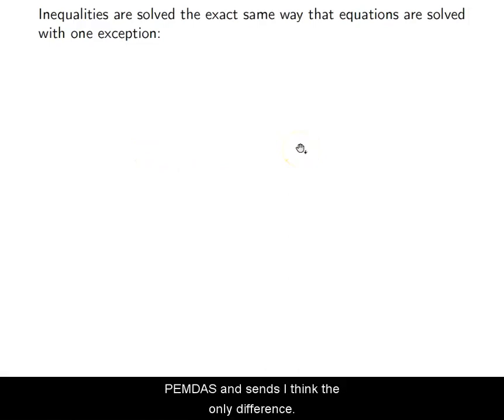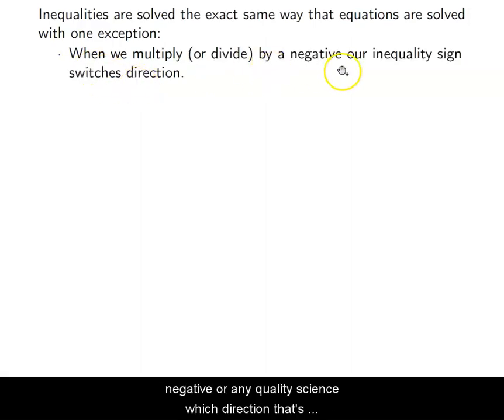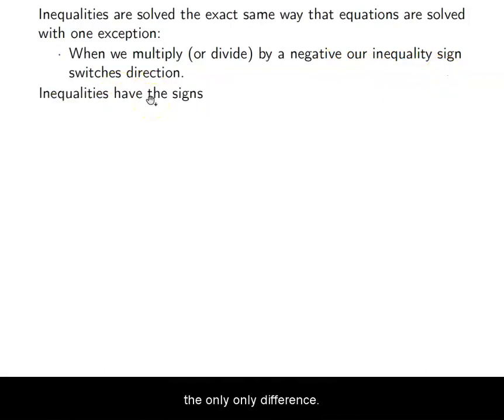Okay, same exact thing. The only difference is that whenever we have to multiply or divide by a negative sign, our inequality changes direction. That's the only thing, right? So if we multiply or divide by a negative, our inequality sign switches direction. That's the only difference.